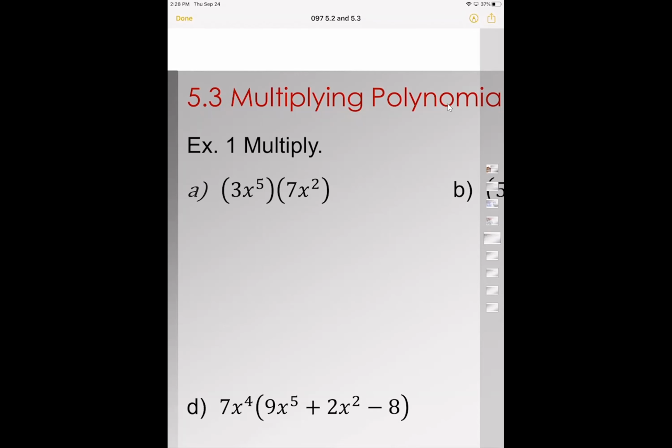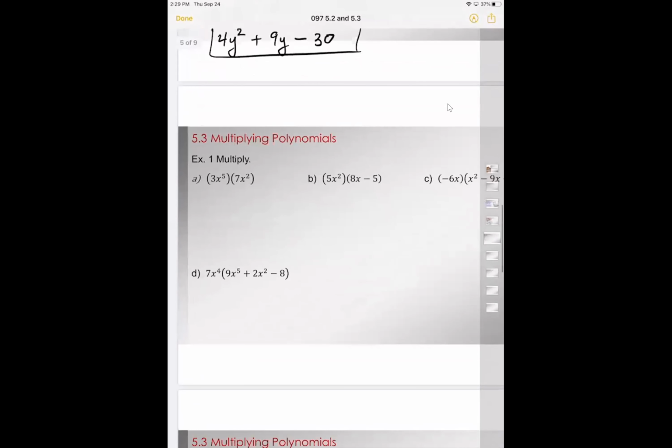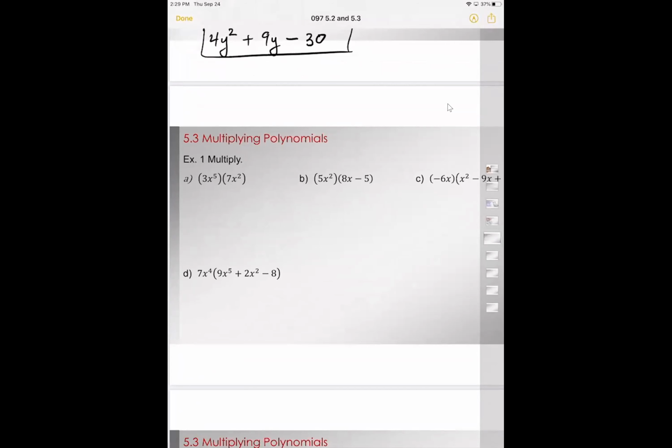Now, let's take a look at 5.3. How do we multiply? And in 5.3, all we have is multiplying polynomials. So how do we multiply polynomials? Well, to multiply polynomials is basically the same thing you've been doing. If you have a parenthesis, you want to distribute them in.